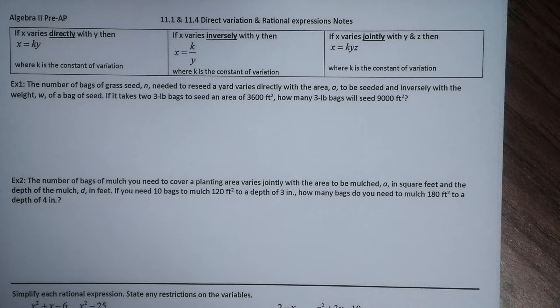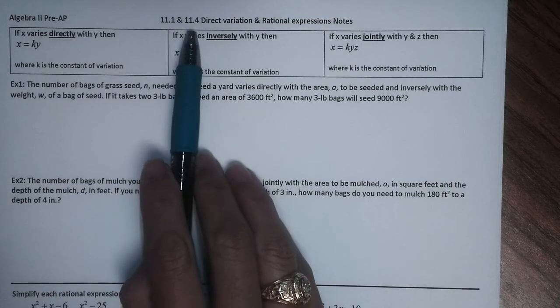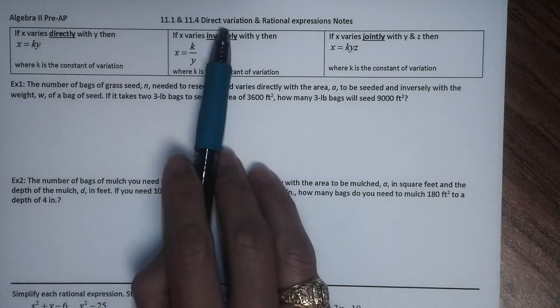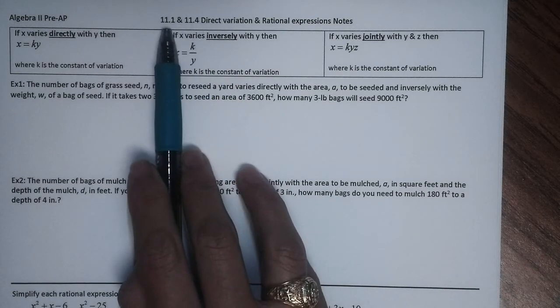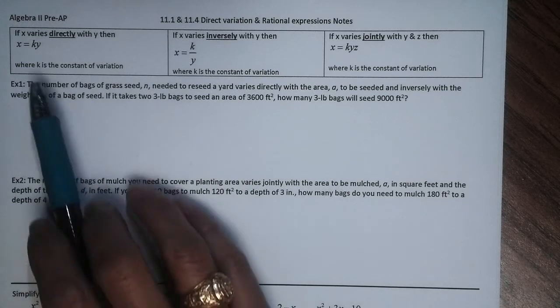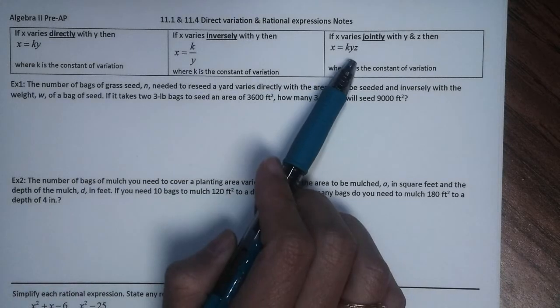Okay, so here are the examples for today's lessons, which are chapter 11.1 and 11.4. The first lesson will be over direct variation, which is 11.1. So let's do a couple of examples over that, and then let me know if you have questions. So I guess here's three formulas that you should be familiar with.